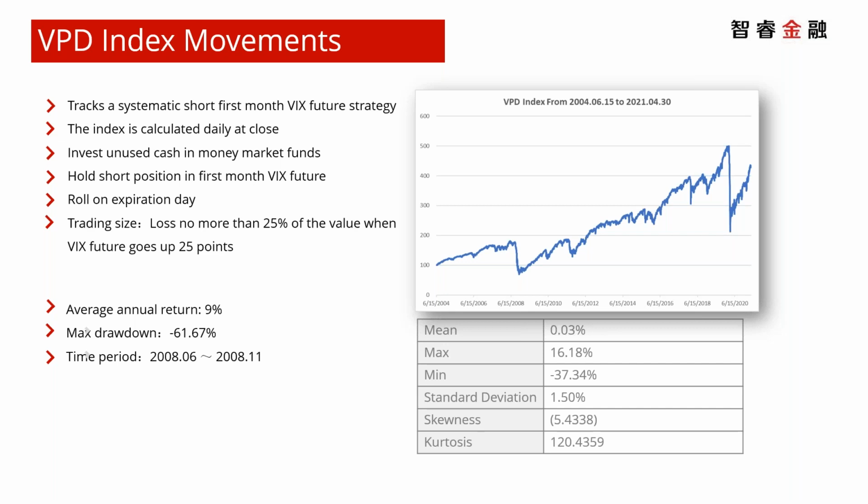It sets its trading size in such a way that if the VIX future goes up 25 points, the loss from the movement is equal to or less than 25% of the fund value. So from the chart, you can see that generally speaking, this strategy is a reasonable one as it goes up generally, but once in a while, you will incur a very serious loss. So again, it is not suggested to take a very long-term position on this kind of index.